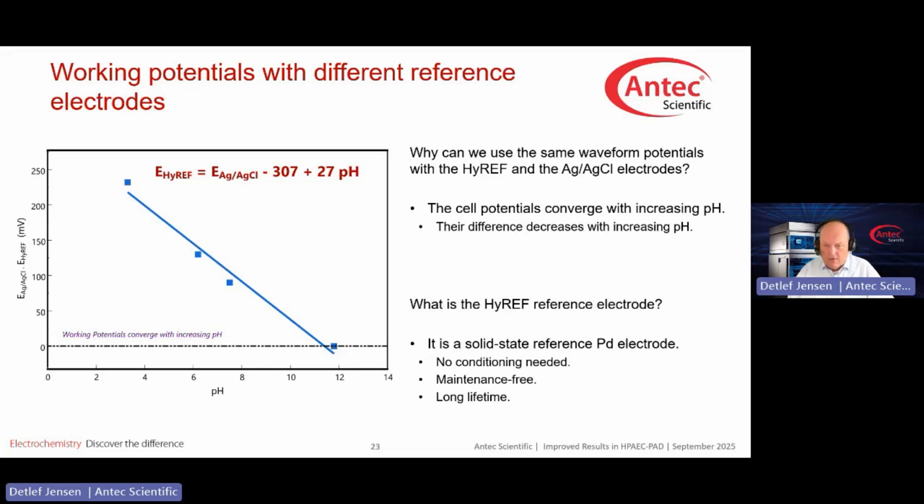electrodes. We measure the potential difference between 2 identical cells, except of course for the reference, at different pH levels using the same eluent or depolarizing electrolyte solution. As you can see, the difference diminishes at higher pH values, indicating that the reference potentials become identical at high pH. Therefore, and we are using high pH eluents for HPAEC-PAD, we can use the same pulse sequence.